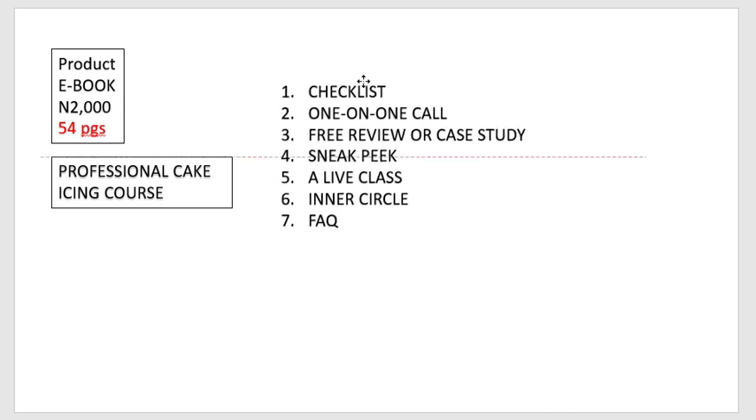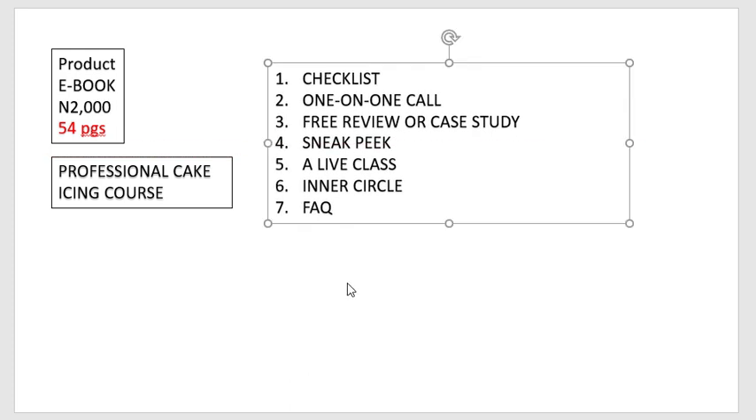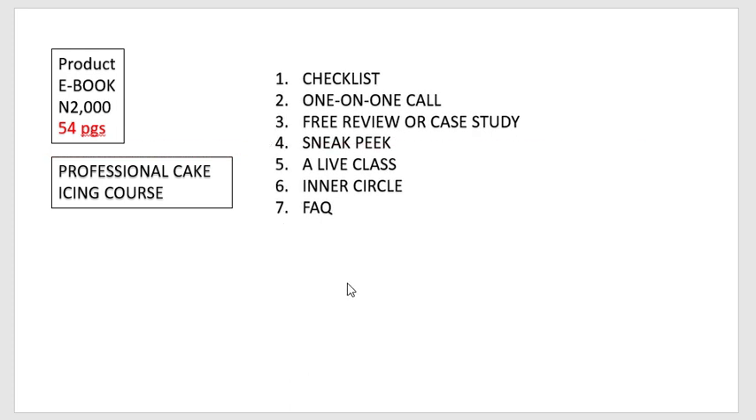What do I use? I use a checklist. Now, what is a checklist? A checklist is simple. I'm going to tell you in my sales copy that this ebook goes for 2,000 naira, and this is what comes with the ebook, a checklist.